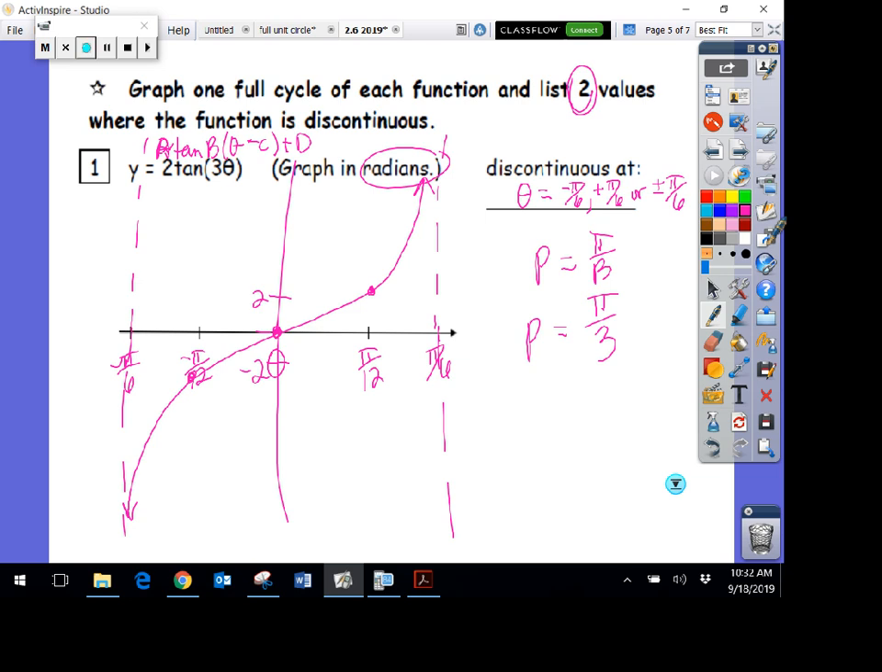And discontinuities will happen every pi over 3. From negative pi over 6 to pi over 6 is a difference of pi over 3. So if you add another pi over 3 to pi over 6, you have another discontinuity. And they'll just keep going on and on like that forever.